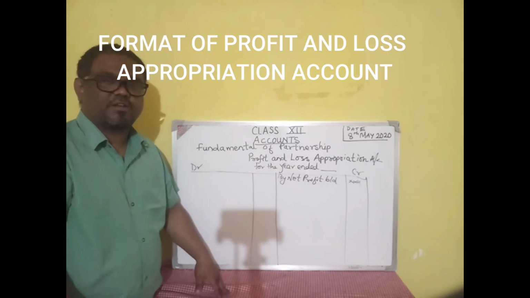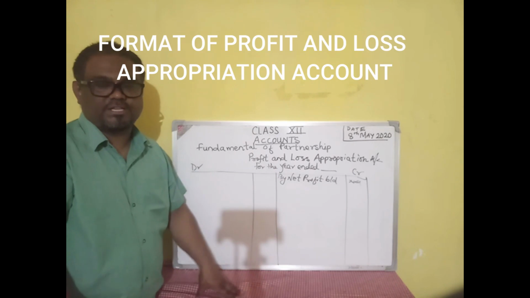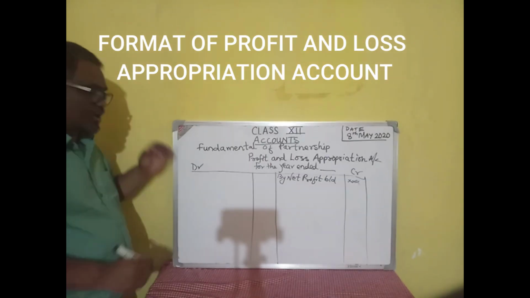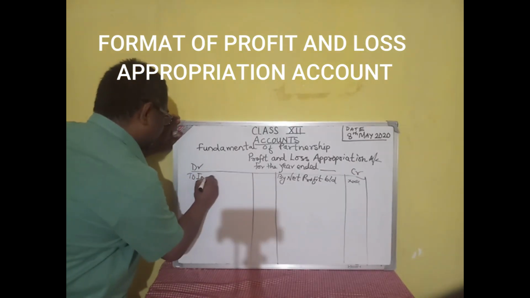You see in the credit side we have net profit brought down. Net profit is income, so it is credited. In the debit side all the expenses. First expense is interest on capital.